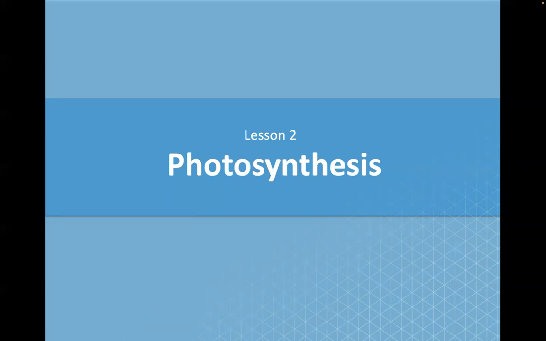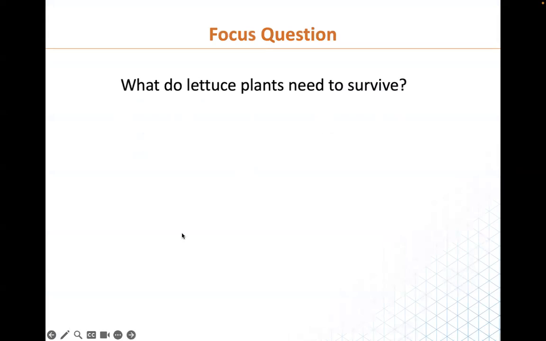So photosynthesis: photo means light, and synthesis means production. So it is the production of food using light as a source of energy. This is what photosynthesis means. What do we need to understand in this lesson? The focus question is, what do lettuce plants need to survive?